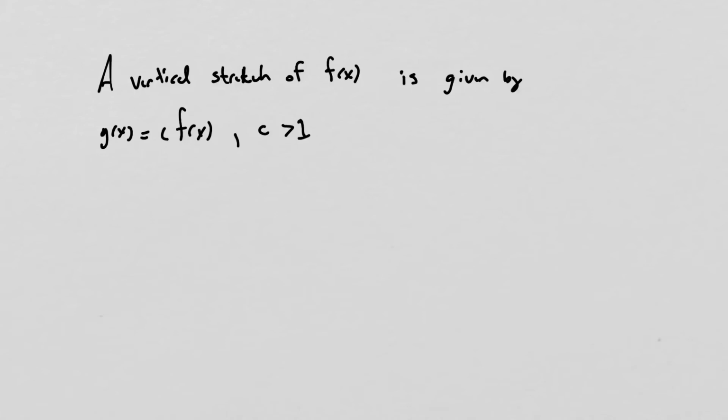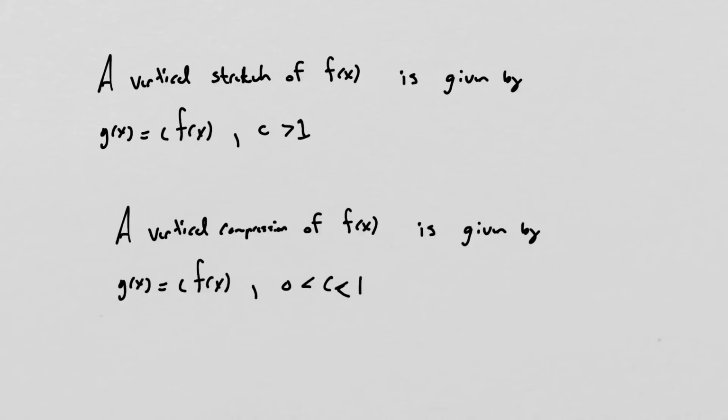Let me go ahead and copy the same thing for a vertical compression. Here we have that a vertical compression of our function f of x is again given by f of x times some constant c, where c is between 0 and 1. Okay, let's go ahead and look at an example.